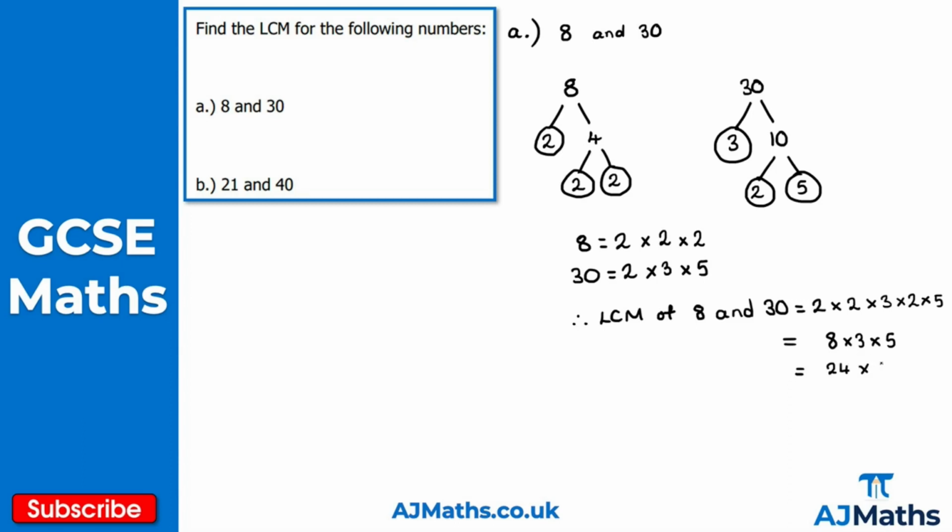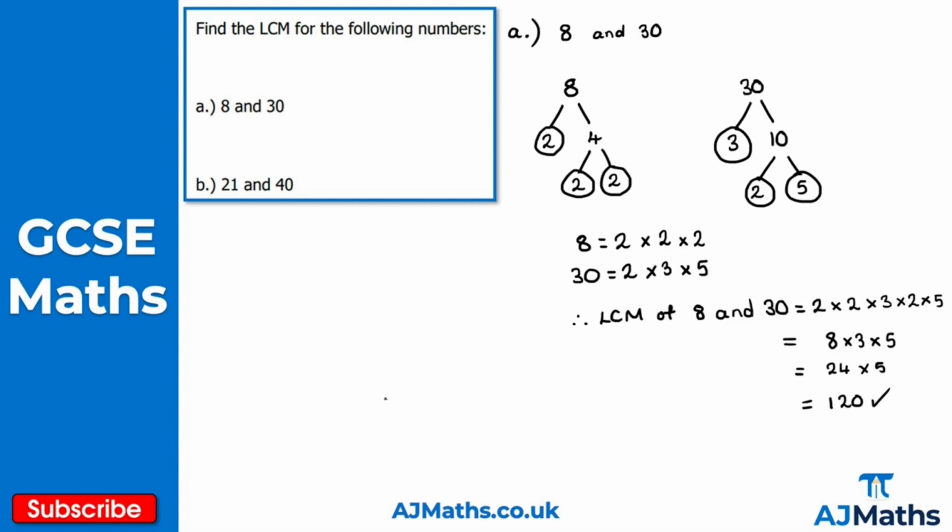Times it by 5. And we get 120 there. Okay. In that case then, the lowest common multiple here of 8 and 30 is 120. That's the solution to part A. Let's take a look at B now.